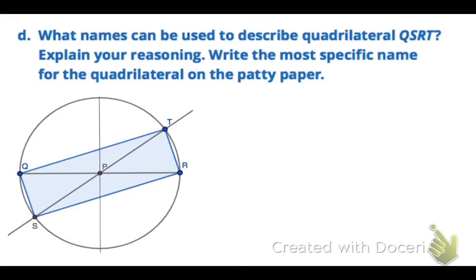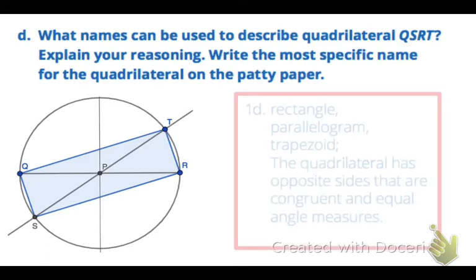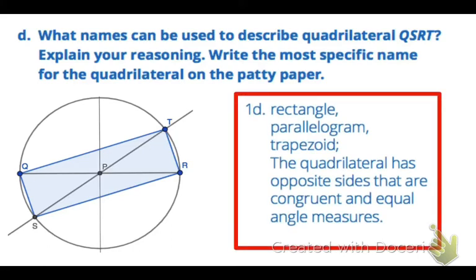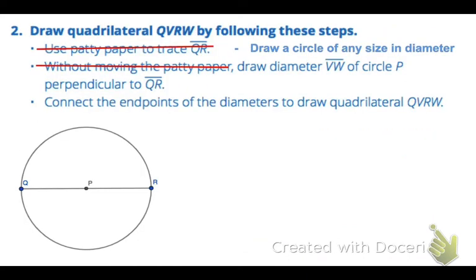Now we're going to go ahead and give the names to describe this quadrilateral that we have, QSRT, and explain our reasoning. I'm going to go ahead and help you out with this one. So we can call it a rectangle. You can call it a parallelogram because opposite sides are parallel. We can also call this a trapezoid. The quadrilateral has opposite sides that are congruent and equal angle measures. So this is why we can call this quadrilateral all of these names.